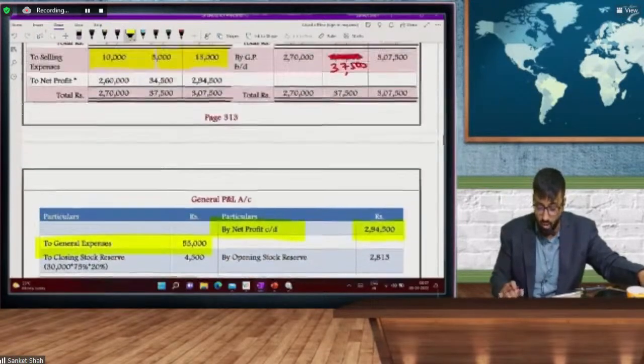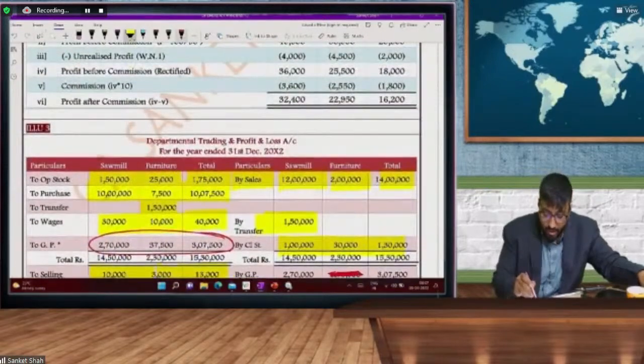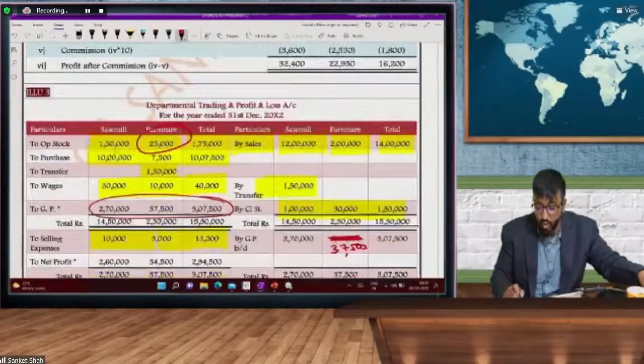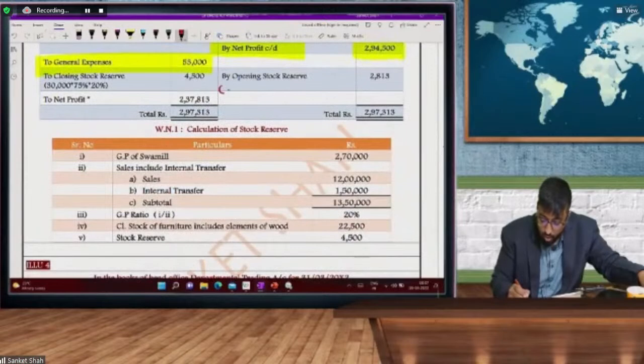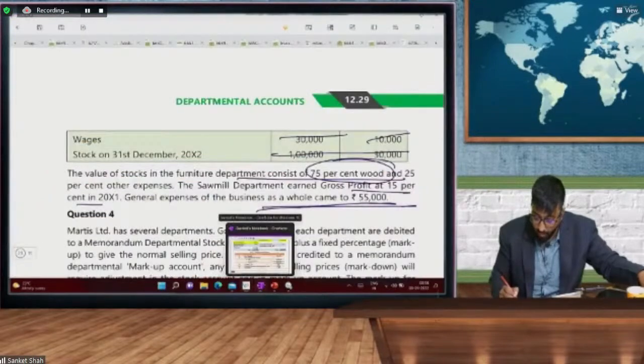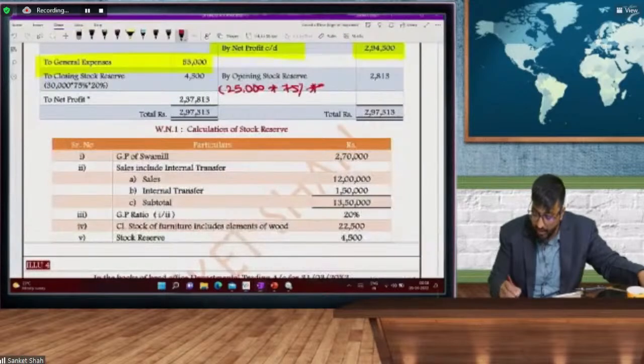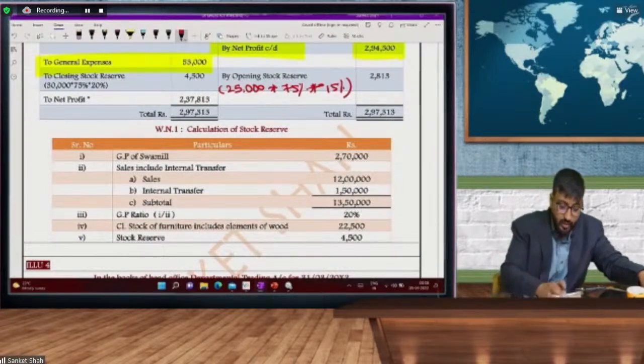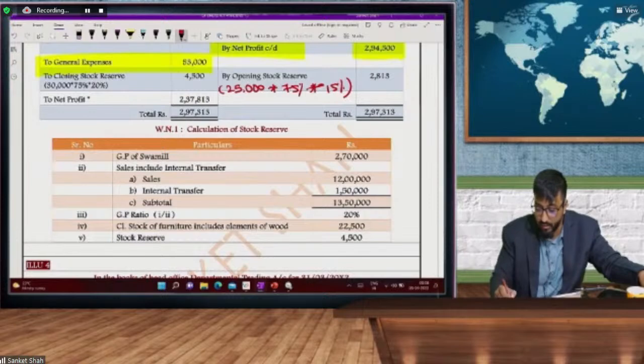Now opening stock. Opening stock of furniture includes loading of 75%. So 25,000 into 75% is received from sawmill, from wood department. And last year GP ratio is 15%. So take on calci. 2,812.5. I'm getting 2,812.5. That is 2,813. And now closing stock.